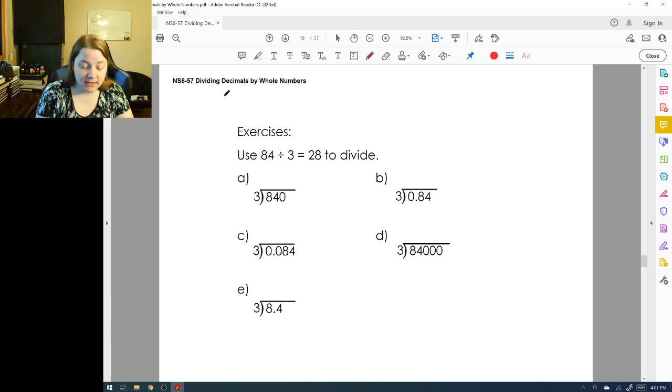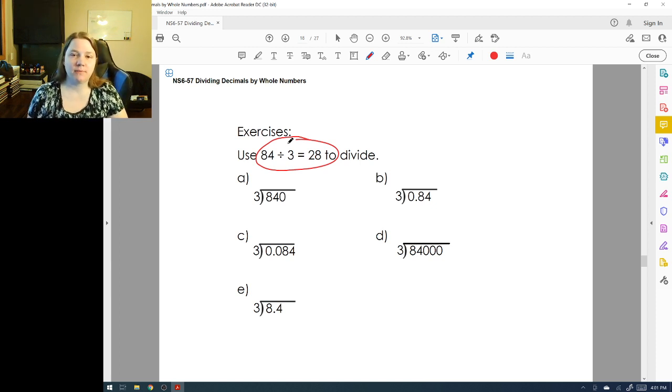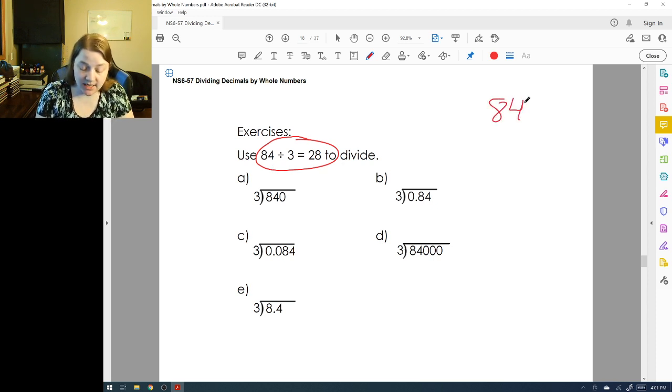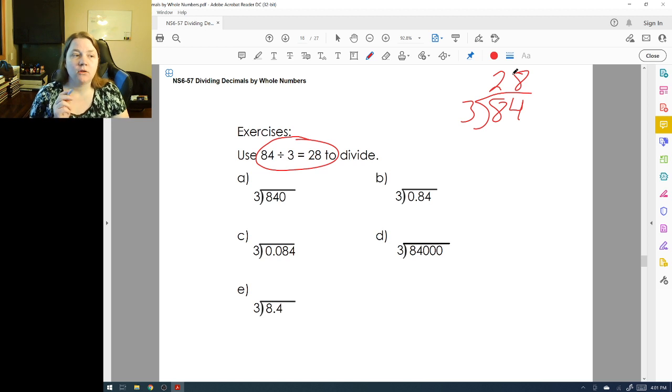So they're telling us 84 divided by 3 is 28. So if we know that 84 divided by 3 is 28, that means I can put that answer into the question. In fact, if I were to set it up as a regular division problem without any decimals, it would look like this. You go through and try to figure out where the numbers should line up and where the decimal should be in this question.